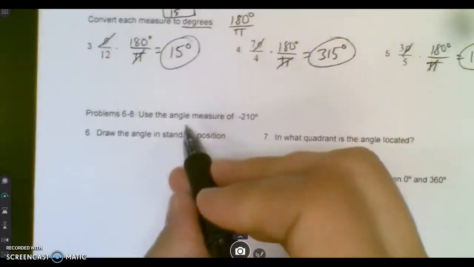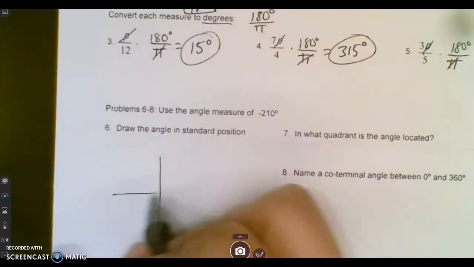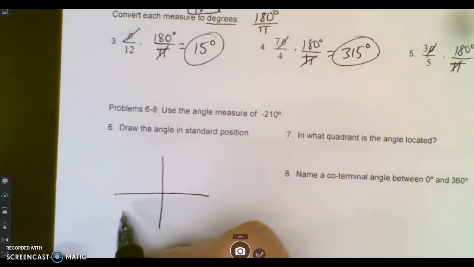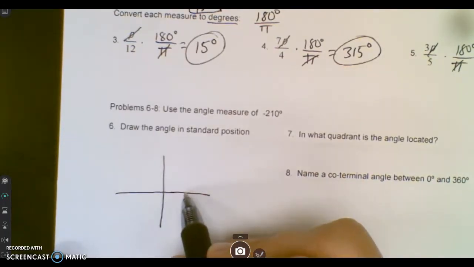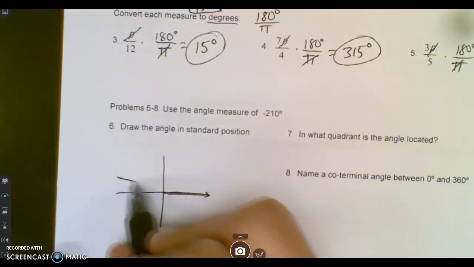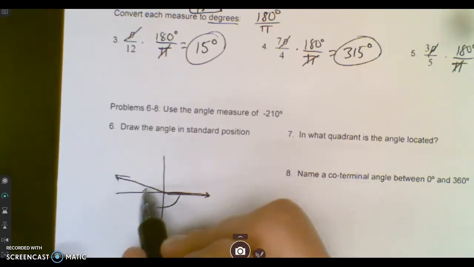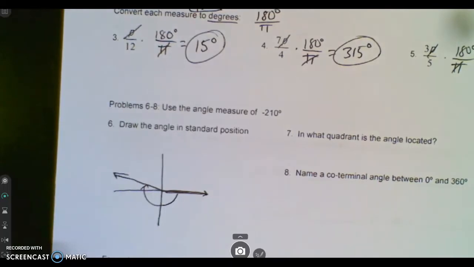Here, use an angle measure of negative 210. I know where regular 210 is, because here's 180, 210's down here, right? Negative 210 would be going backwards. So I'm starting here still. This is my initial side, but my terminal side would be up here. And I want to show that I went the wrong way by doing a little arrow there. So that is a negative 210 degrees angle.